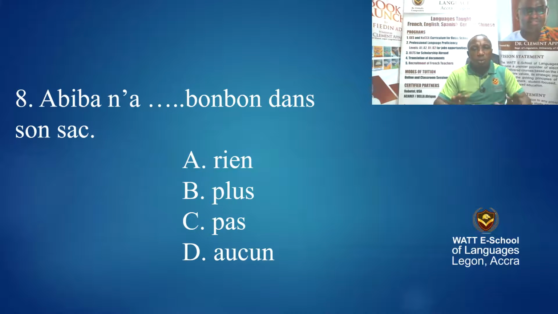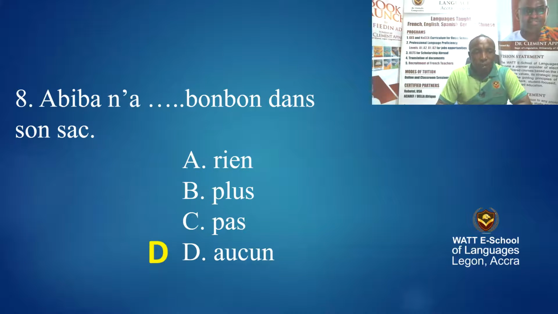Let's go to the last one, aucun. Abiba n'a aucun bonbon dans son sac. Abiba has no toffee in her bag. The aucun does not come with any other article. So we can use the aucun here as the correct answer. So the correct answer here is D.